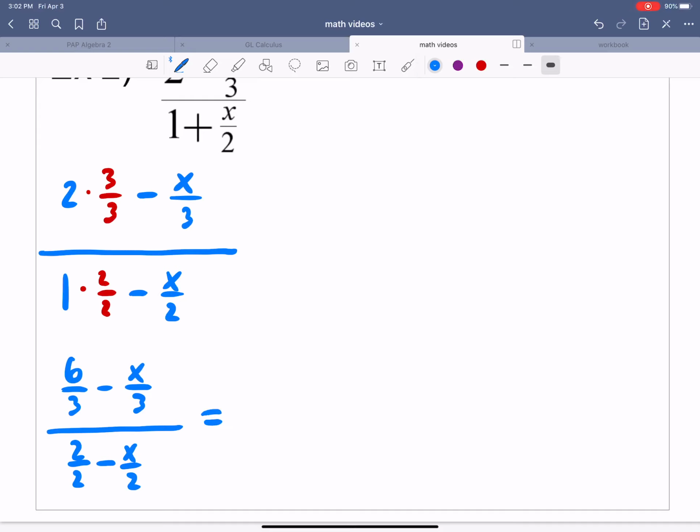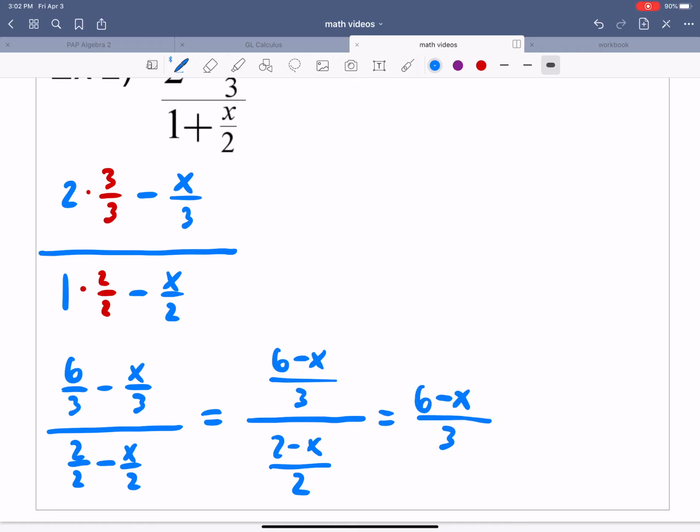So then what we're going to do is combine the top into one fraction, 6 minus x over 3, all over 2 minus x over 2. Take the fraction on the top, 6 minus x over 3, and multiply by the reciprocal of the fraction on the bottom. So that's 2 over 2 minus x. And then we're just going to multiply this out. So we get 12 minus 2x all over 6 minus 3x.